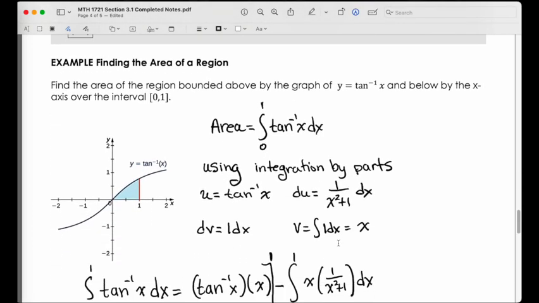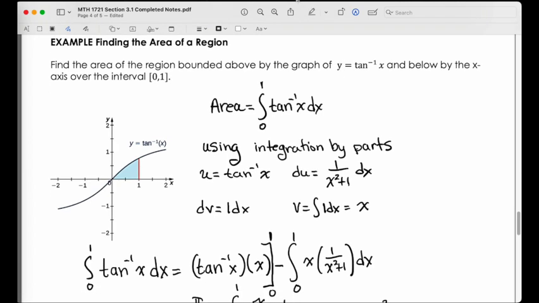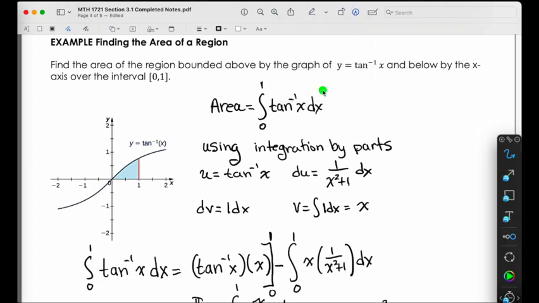All right, so here's an example of integration by parts with a definite integral. We're going to find the area of a region bounded above by the graph of inverse tangent and below by the x-axis on the interval from 0 to 1. So we're looking for this area, this blue shaded area right here. So we're going to integrate to find this area under the curve. We're going to integrate from 0 to 1 the inverse tangent.